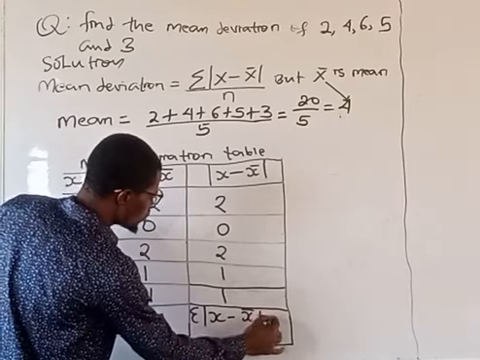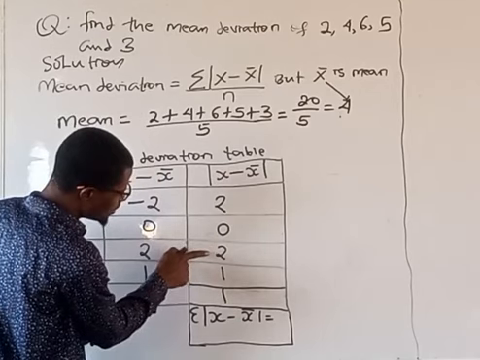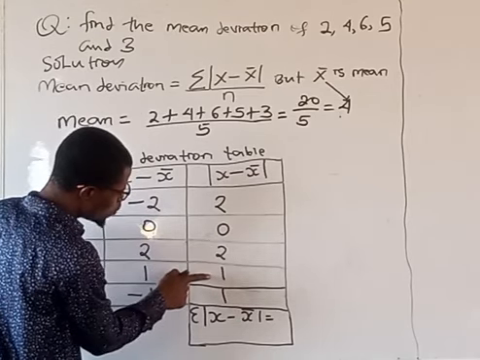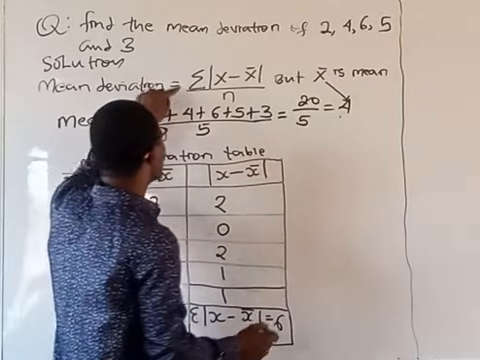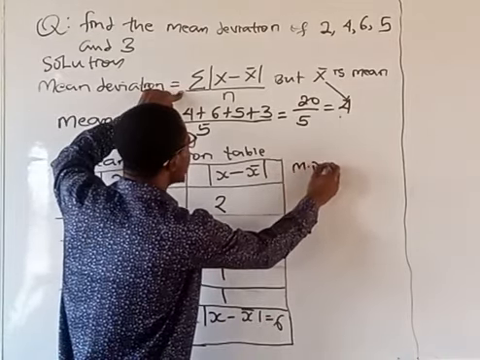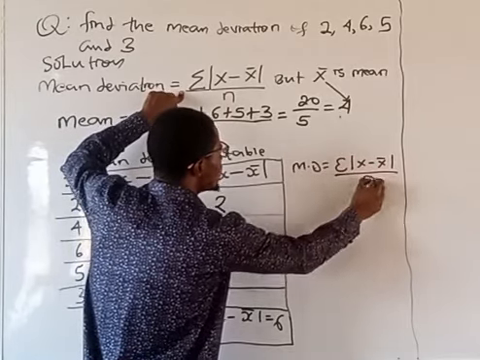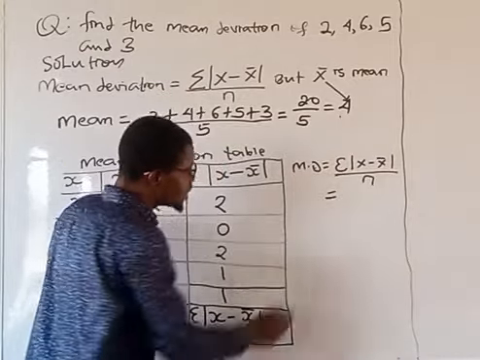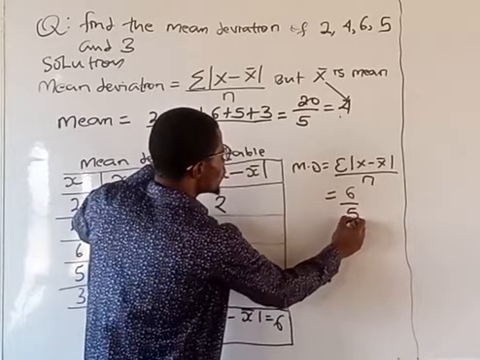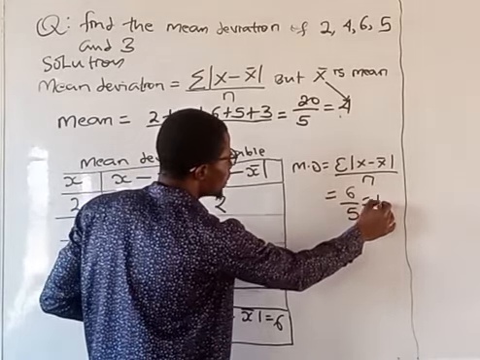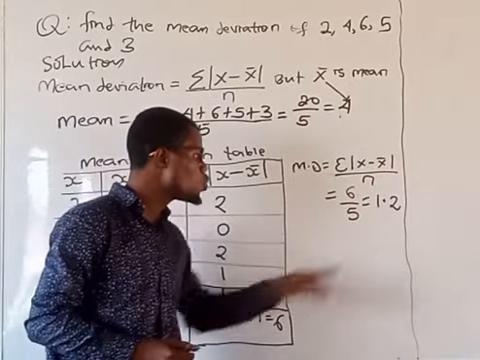Now the summation of the absolute value of x minus x bar. If I add all of this together, 2 plus 2 is 4, 4 plus 1 is 5, 5 plus 1 is 6. Come back to the formula: MD is equal to the summation of the absolute value of x minus x bar, everything over n. So the solution gives me 6 over 5, since the number of given data is 5. So 6 upon 5 will be 1.2. So the mean deviation here is 1.2.